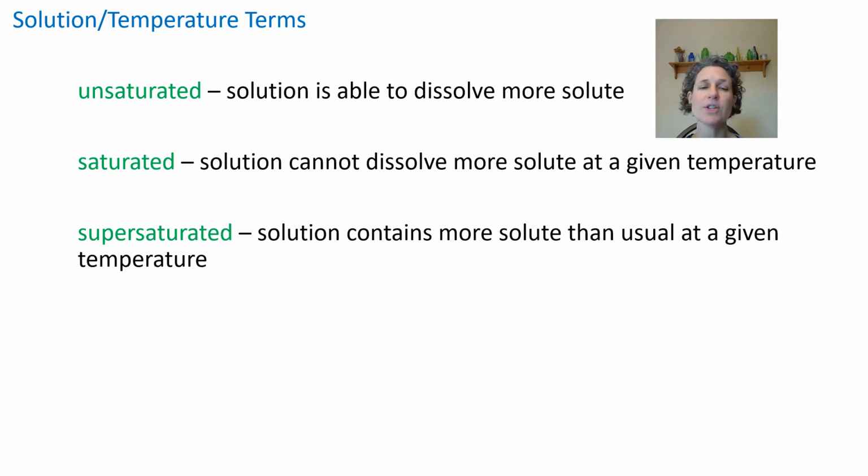Then supersaturated is where you have a solution that contains more solute than usual at a given temperature. So say I take my glass of tea with a whole bunch of sugar sitting at the bottom, and I put it in the microwave and heat it up until it's pretty warm, and I stir it, and the sugar all dissolves, and then I let it cool back down to room temperature. That is a supersaturated solution at that point.